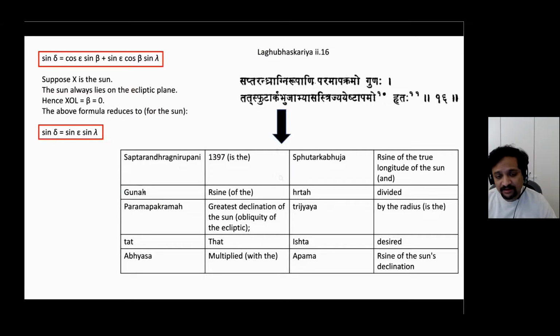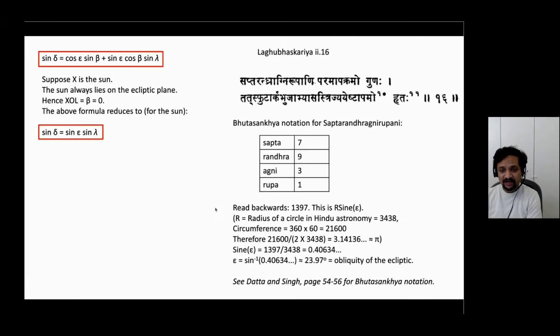This gunaha, that is the word, means this is one of the words for R sine. So 1397 is the R sine of what? Of the paramapakramaha, of the greatest declination of the sun. For understanding this part, we need to know one more convention used by the Hindu astronomers, a trigonometric convention. Today we use the functions cosine, sine, etc. But the Hindu mathematicians used the function R sine, radius times sine, or radius times cosine. Now, radius of what?